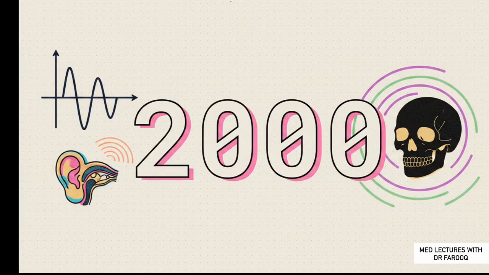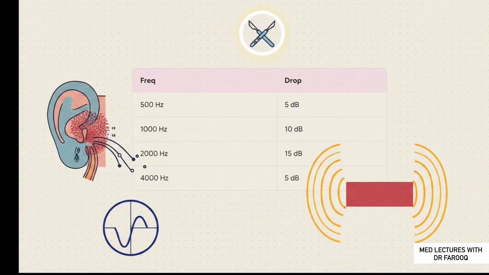Now, when you run pure tone audiometry, you're going to spot a really classic phenomenon in the bone conduction curve. The absolute defining number you need to remember right here is 2000. Carhart's notch is an artifactual dip in the bone conduction curve, and it reaches its maximum depression exactly at 2000 Hz.